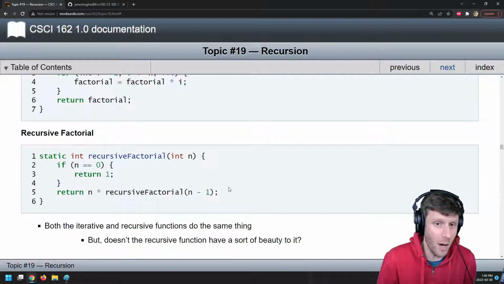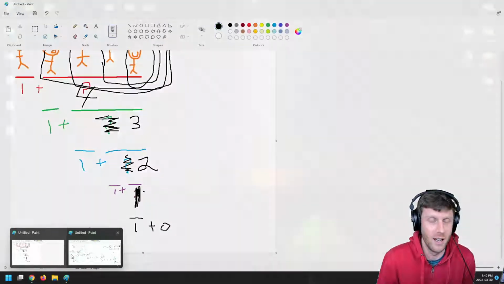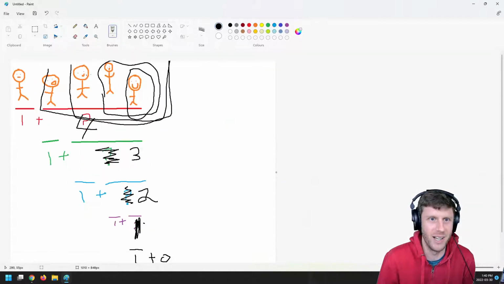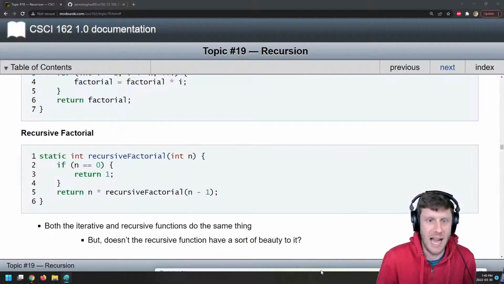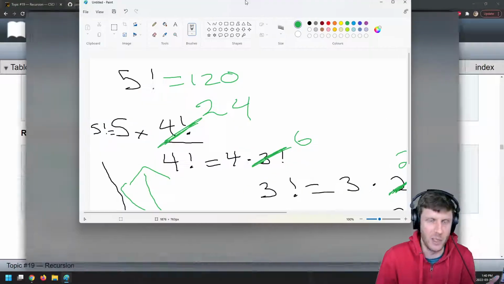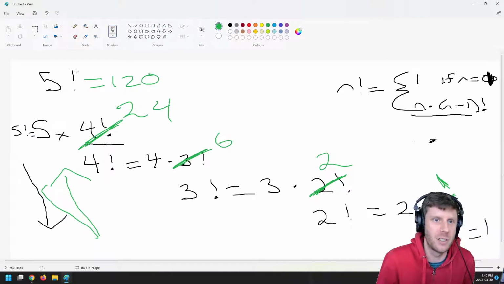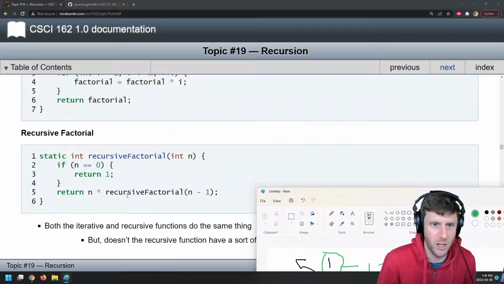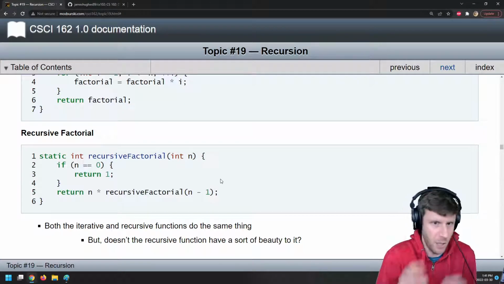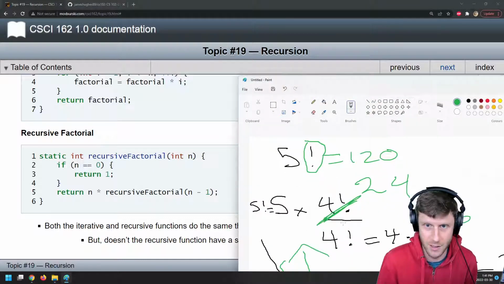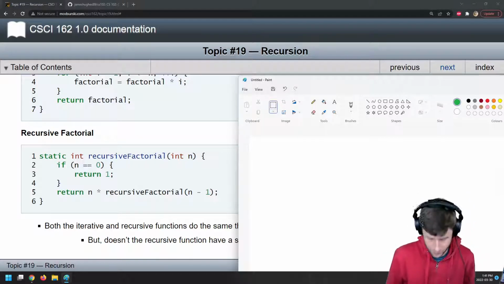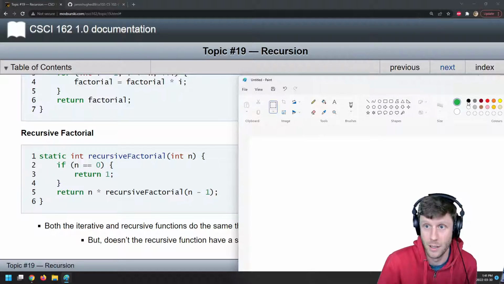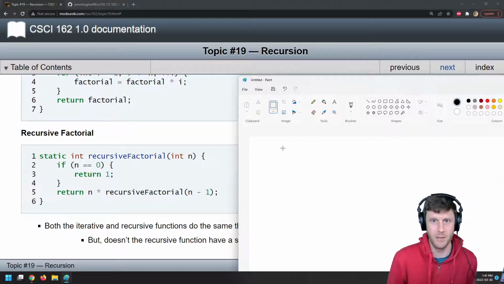So if we were to draw this out like we did with this, the only difference between how I would draw this out visually, it would be the same as this, except I would just replace these little exclamation points with the name of this function called recursive factorial. So let's plug in the 4. And I will open up Paint here just to keep track of some values. Let's put in 4.